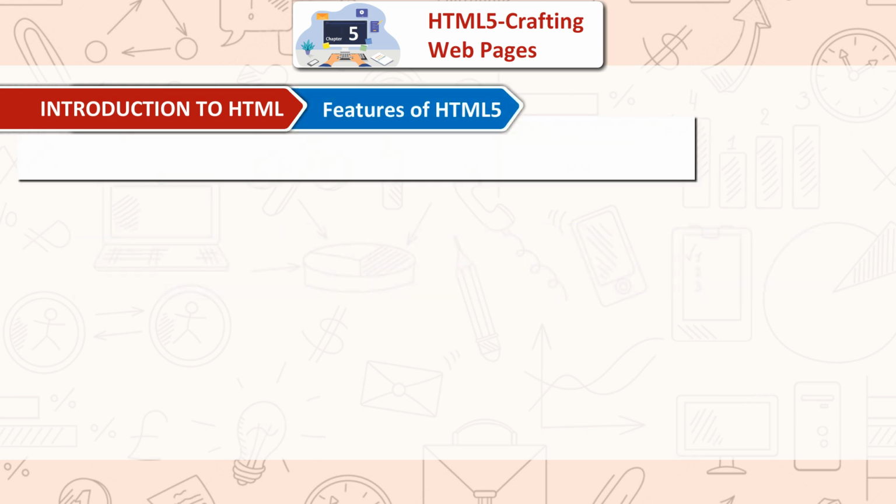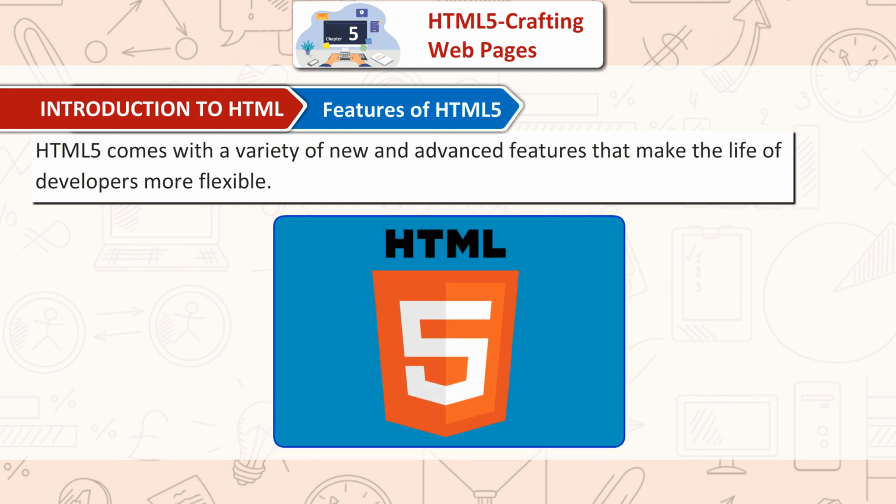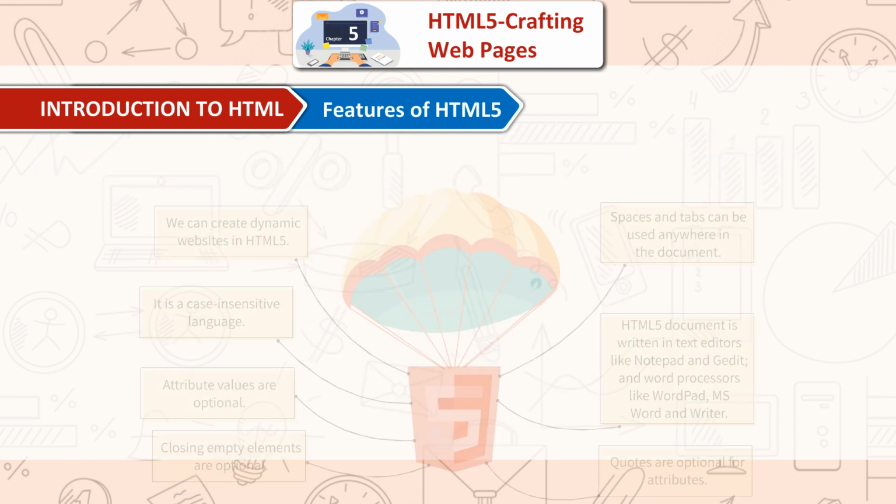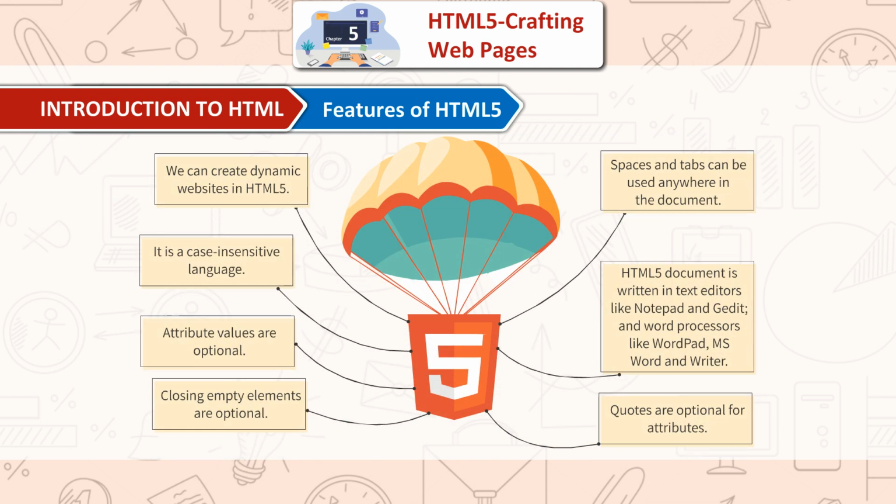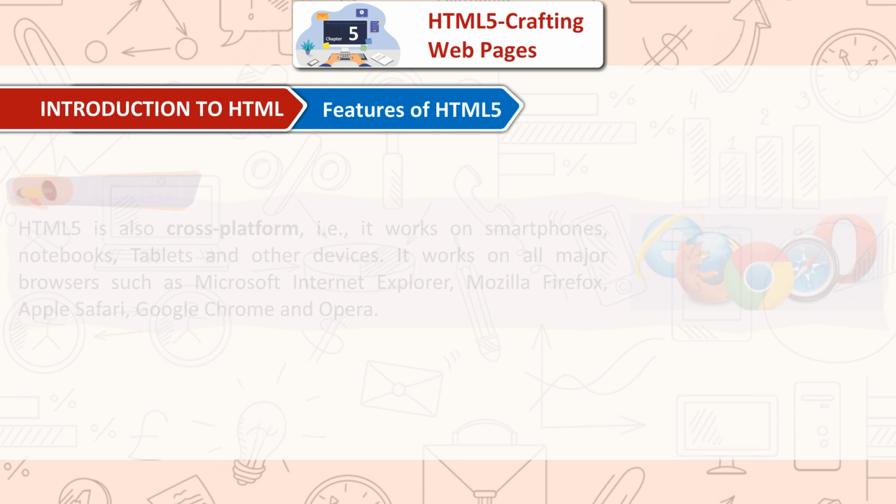Features of HTML5. HTML5 comes with a variety of new and advanced features that make the life of developers more flexible. We can create dynamic websites in HTML5. It is a case-sensitive language. Attribute values are optional. Closing empty elements are optional. Spaces and tabs can be used anywhere in the document. HTML5 document is written in text editors like Notepad and Gedit and word processors like WordPad, MS Word, and Writer. Codes are optional for attributes.